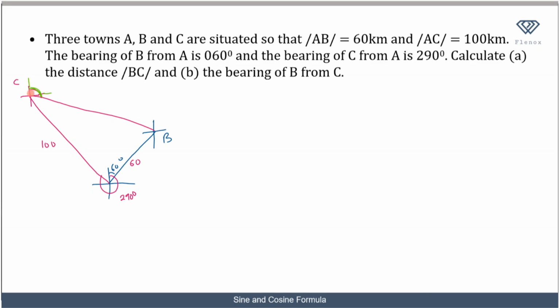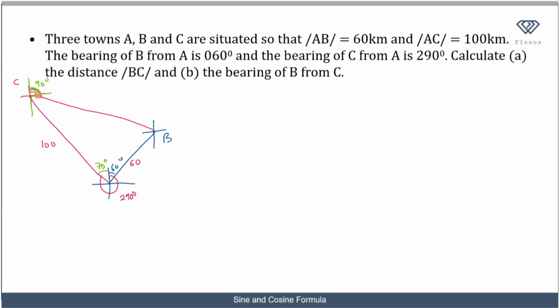I know that this angle over here, this one to the horizontal line, is 90 degrees. However, I do not know this tiny angle over here, and that is what we're going to be trying to find. So to do that, start out by saying, what is this angle over here?